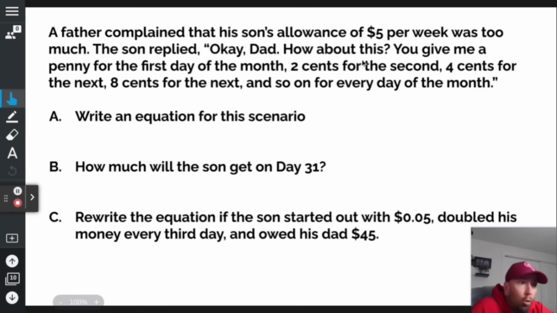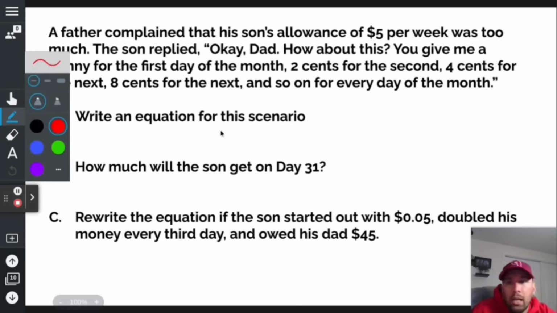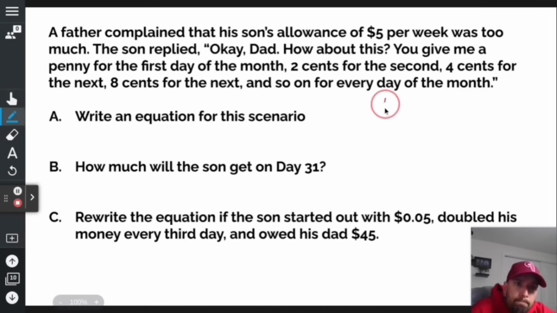And the dad's like, "Oh, I can do this. I like this. This is fun." Okay. You asked for it, Dad. You asked for it. Write an equation for this scenario. What I'm going to do is I'm going to make a small table. And we're going to do X and Y. And on day one, you gave that kid what was it? A penny.